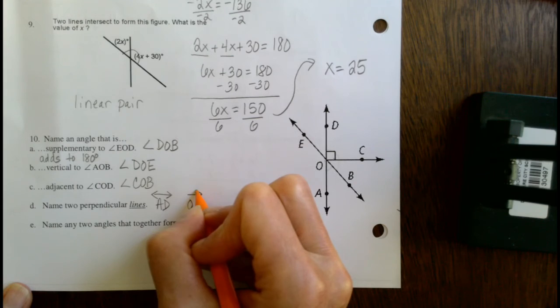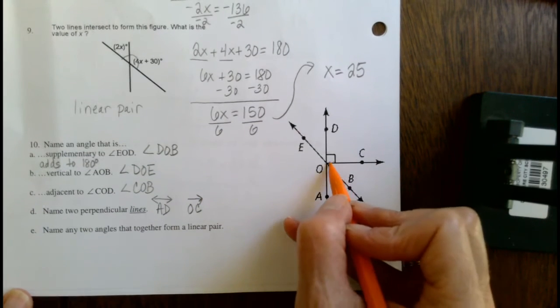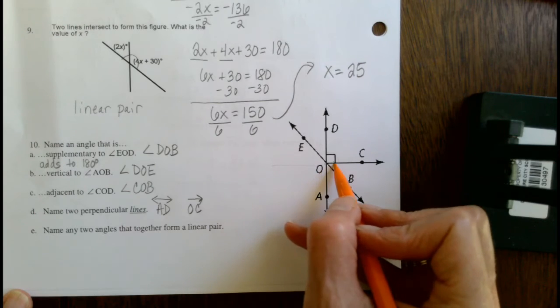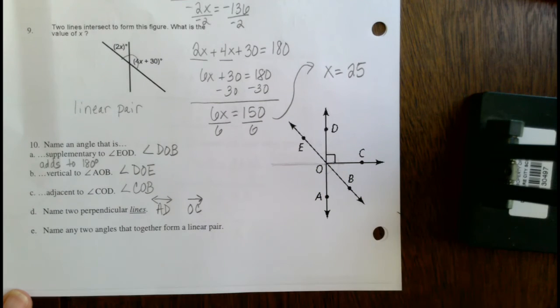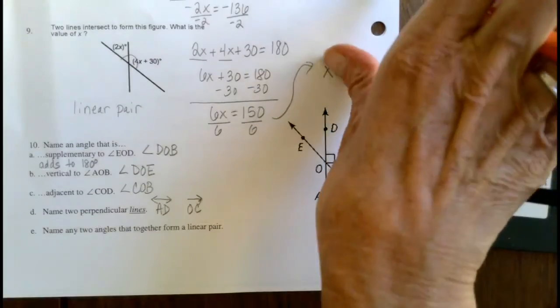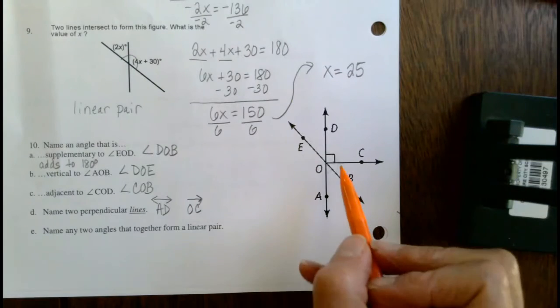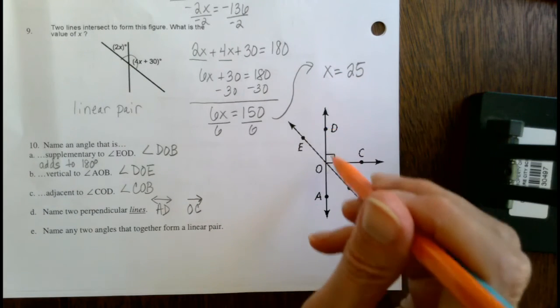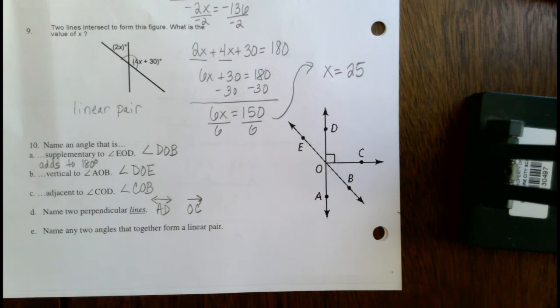So I kind of maybe got a little bit ahead of myself, but here it's going to form. If I extended that line, then we'd have a line there. But that gets the point across. Perpendicular, again, means forms a right angle, and we've got a right angle here at angle DOC.